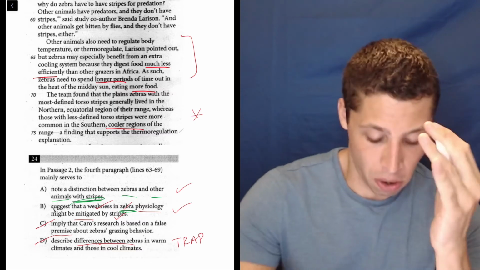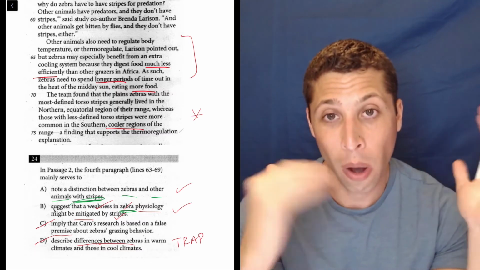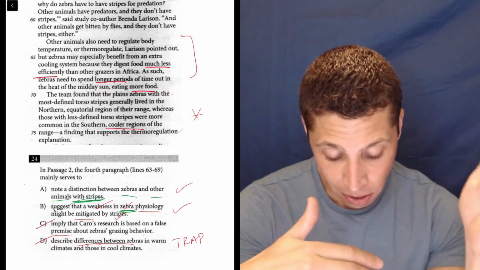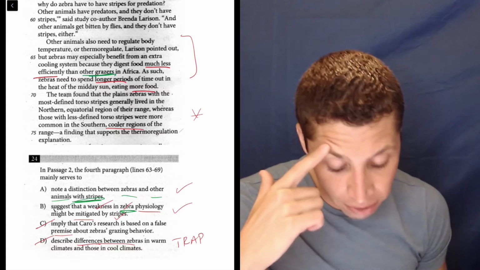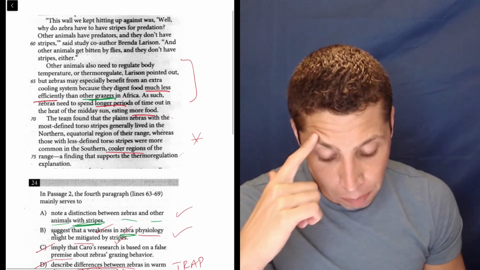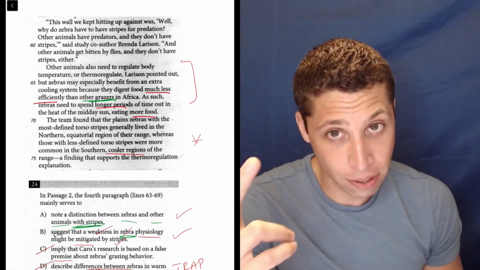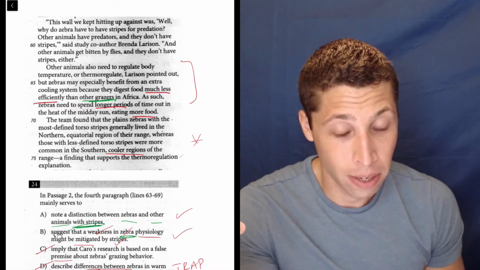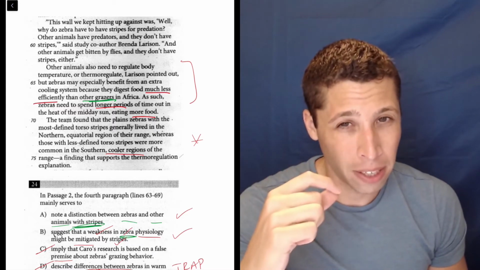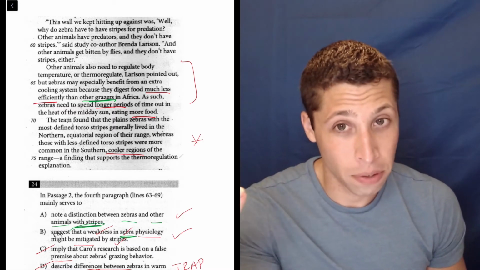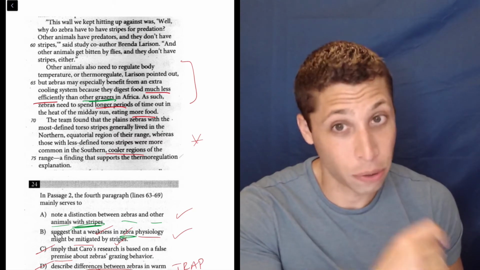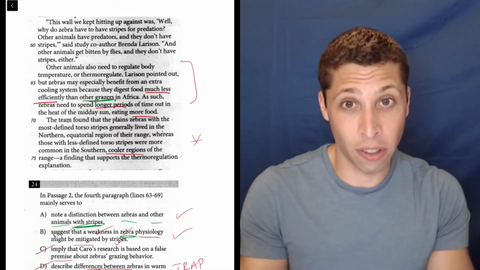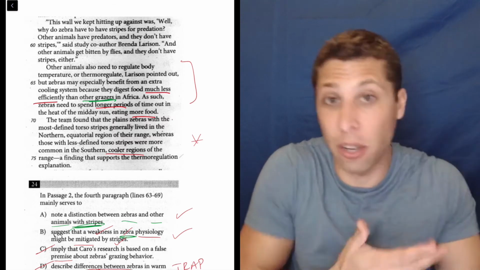words. Are they comparing zebras to other animals with stripes? Well, they talk about other grazers, but if we think back to the rest of this passage, the whole point of it is knowing why zebras have stripes. So they're not comparing zebras, which have stripes, to other animals that also have stripes. They're trying to find a distinction. They're trying to find, well, why do zebras have stripes and no other animals do?